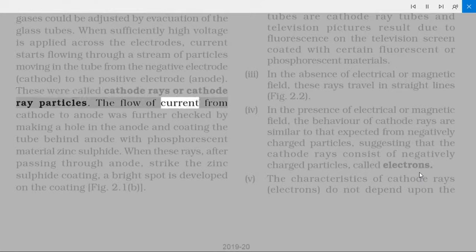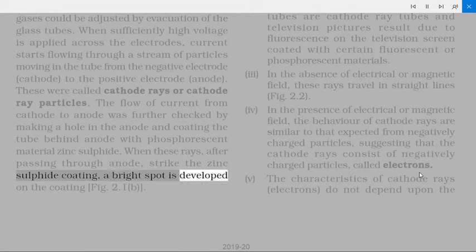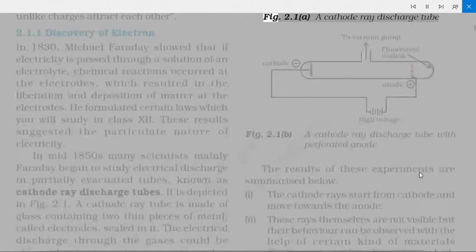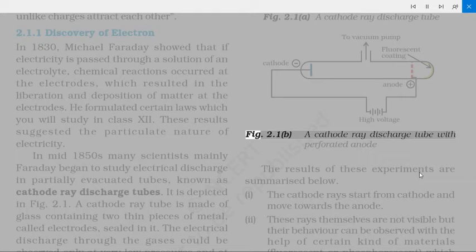The flow of current from cathode to anode was further checked by making a hole in the anode and coating the tube behind the anode with phosphorescent material zinc sulfide. When these rays, after passing through the anode, strike the zinc sulfide coating, a bright spot is developed on the coating. Fig 2.1a, a cathode ray discharge tube. Fig 2.1b, a cathode ray discharge tube with perforated anode.